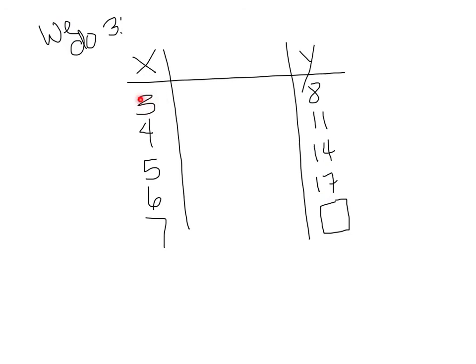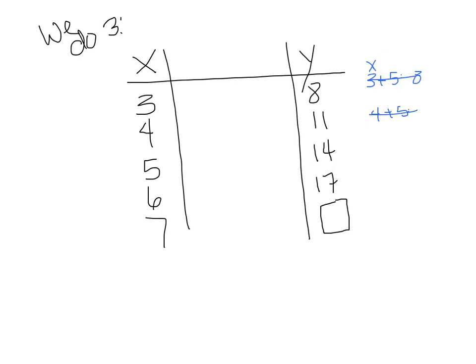Same idea. How do I get from 3 to an 8? Well, I can't do 3 times anything that gets me exactly to 8. One of the options is I can say, well, 3 plus 5 equals 8. So if x is 3, then that would work. But if you look at the next row, if x is 4, 4 plus 5 is not 11. So that eliminates that possibility.